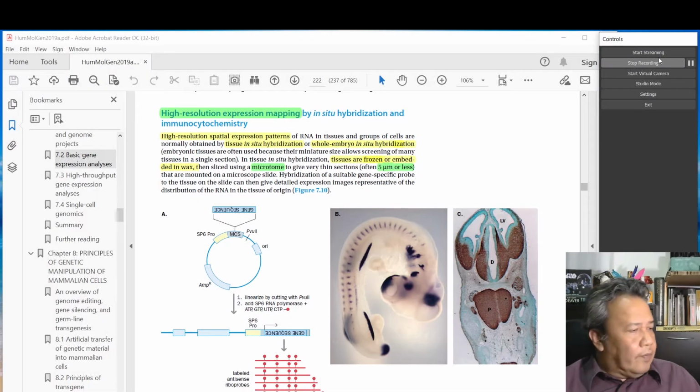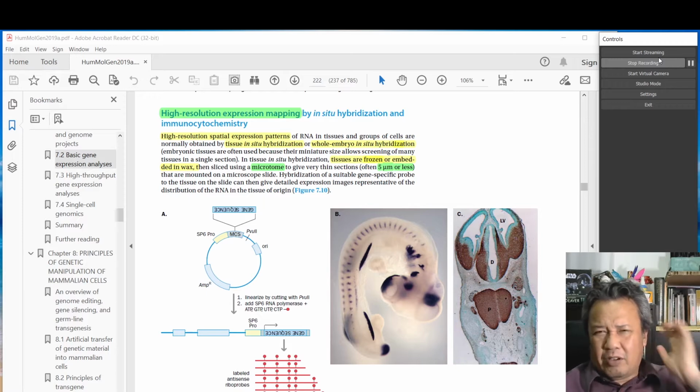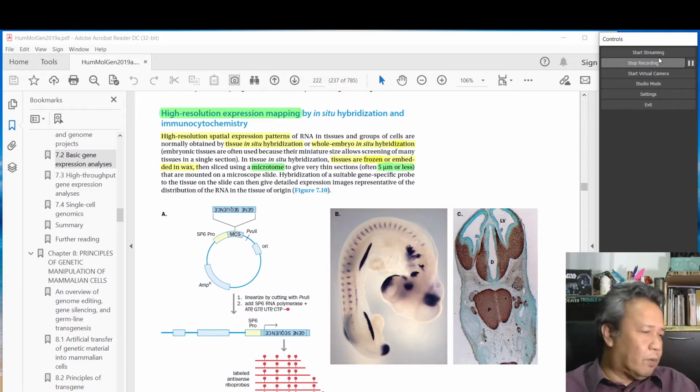Hello. The next subsection talks about high resolution expression mapping. Basically, as I mentioned previously, low resolution means you're looking at the expression of one gene at a time. But if you're talking about high resolution expression, you're talking about looking at the expression of multiple genes or even the whole genome. The other thing you can also do is to map where the gene is being expressed. So how do you do that?